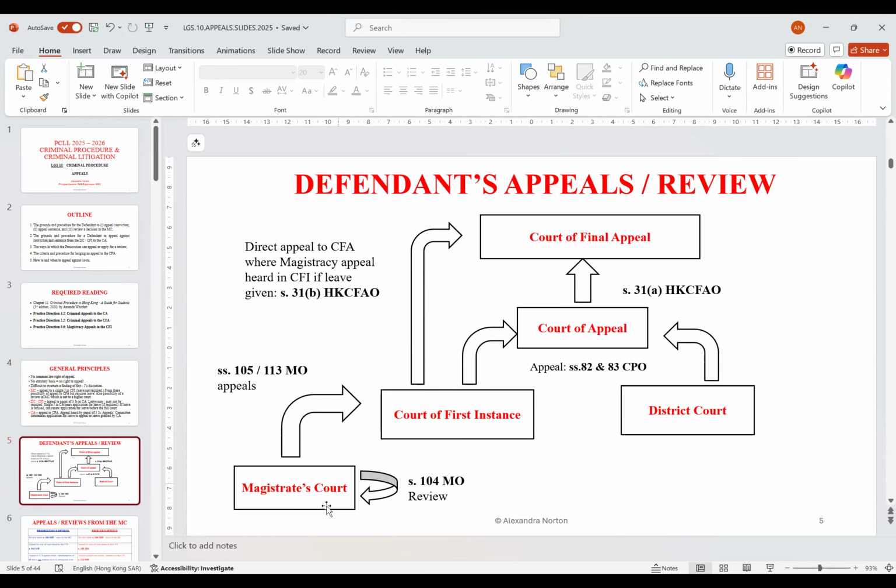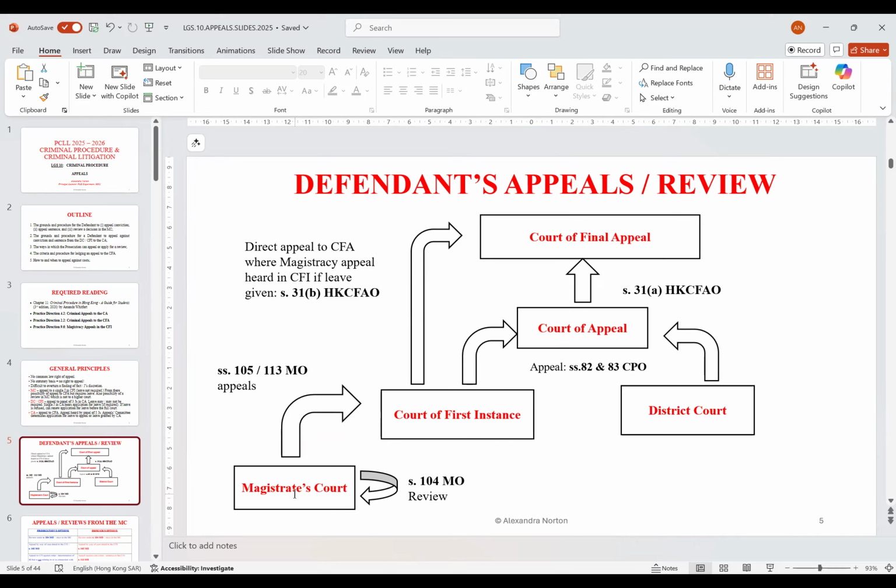From a defendant, then, you can see that he can appeal from the magistrate's court. There's two avenues that we will look at, Section 105 or 113. Basically, because of Article 11 of the Bill of Rights, a defendant has the right to appeal his conviction to a higher court. So that's why we see these statutory provisions. The appeal to the CFI, and then after that, there is the possibility of a further appeal to the CFA, provided that leave is given.